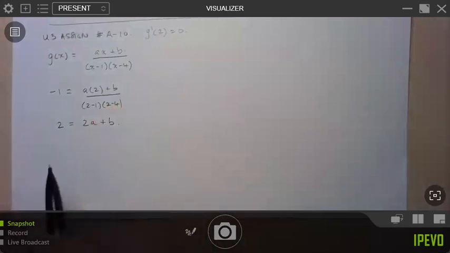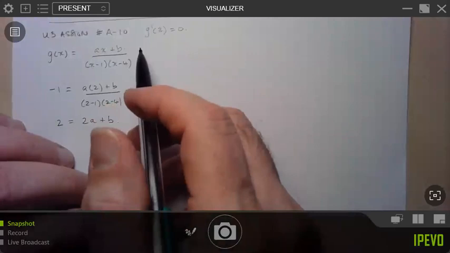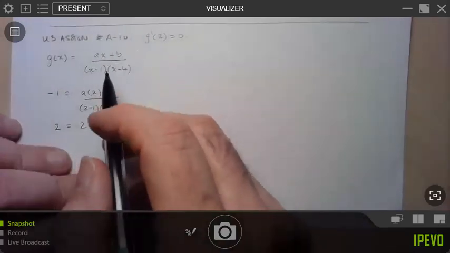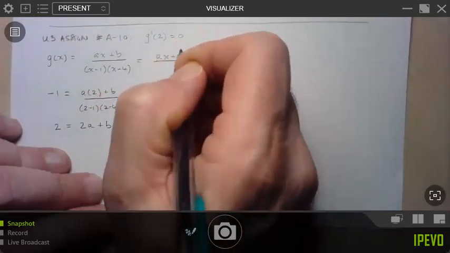Okay, so now let me use my derivative here. First I have to find the derivative. Can you see that it makes sense to multiply that denominator before I take my derivative?